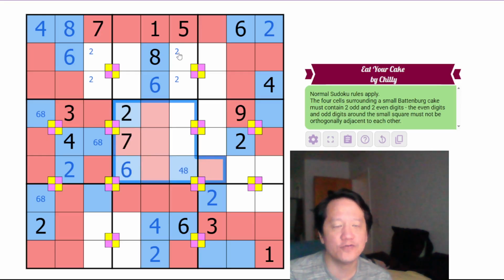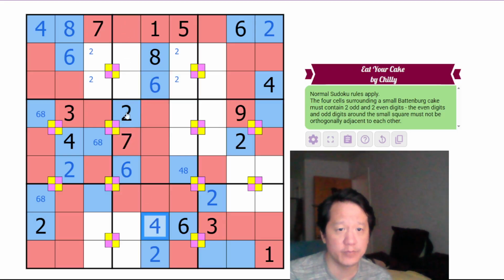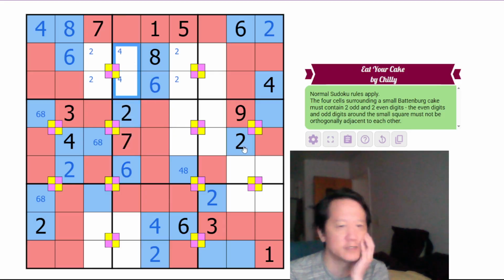Where is 4 in column 4? Can't be here because of 4 in the box. Can't be here, they're filled out. Can't be here because it's odd. So 4 has to be one of those 2 digits there.